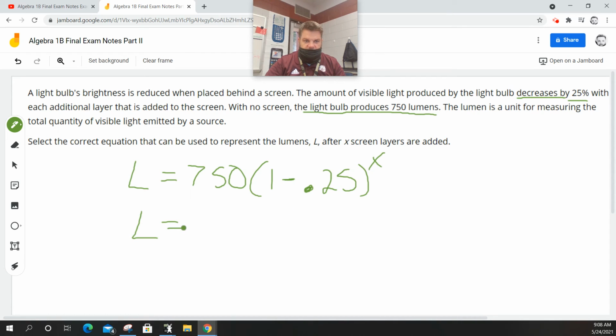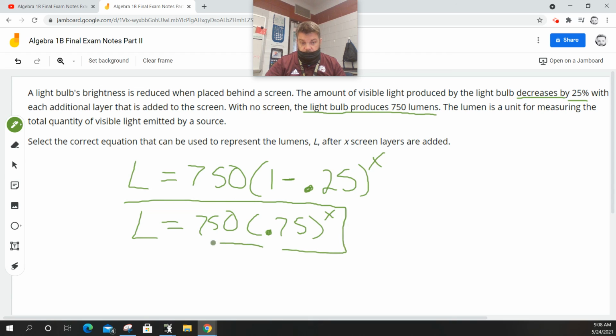So then my final equation is going to be 750 times 0.75 raised to the x. And that is it.